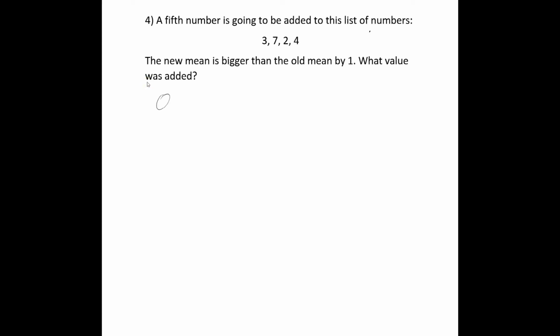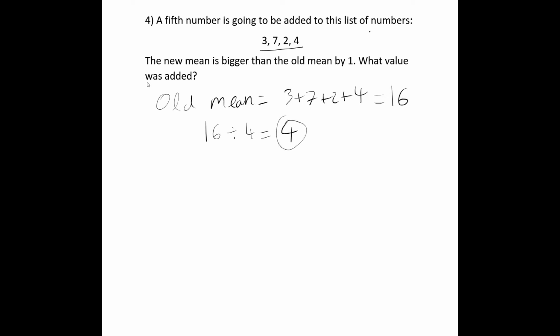Here is the answer. So the old mean is going to be 3 add 7 add 2 add 4. Right, that is going to be 10, 12, 16. So I need to do 16 divided by 4 because there are 4 numbers, giving me an answer of 4. That's the old mean. The new mean is larger by 1. So the new mean is going to be 5.